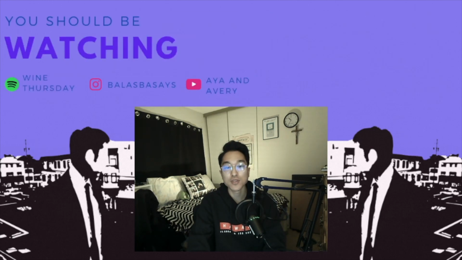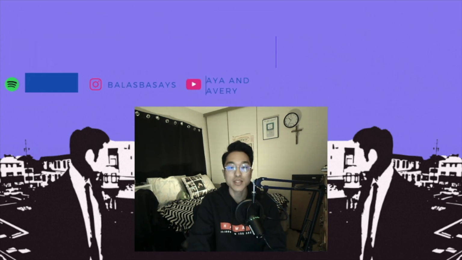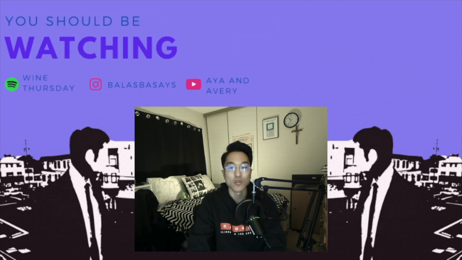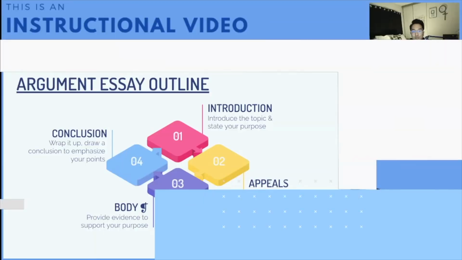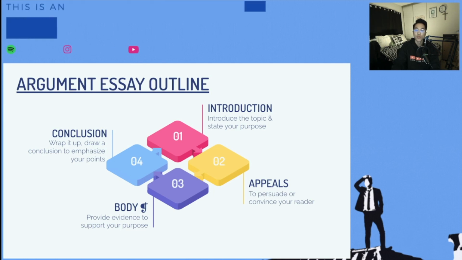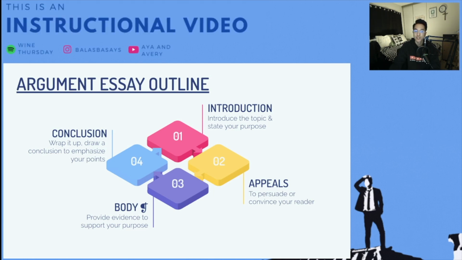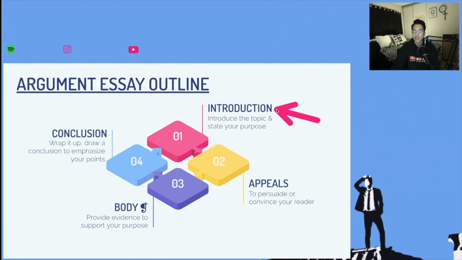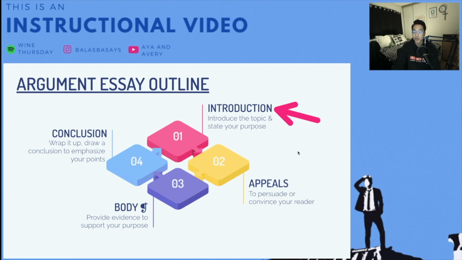Over the next few lessons, we're going to overview the parts of an argument essay. The purpose of this style of writing is to change the reader's point of view, to bring about some action on the reader's part, or to ask the reader to accept the writer's explanation or evaluation of a concept, issue, or problem. So in these lessons, we're going to go over this essay outline, starting off with the introduction, where you're going to introduce your topic and state the purpose of your paper.